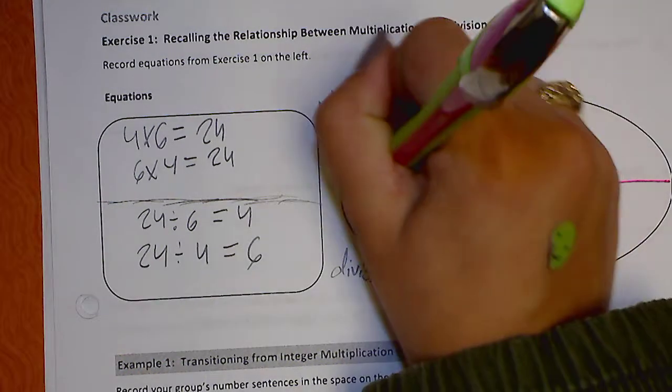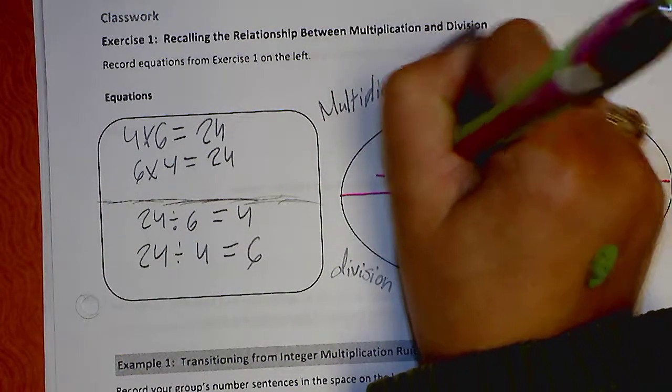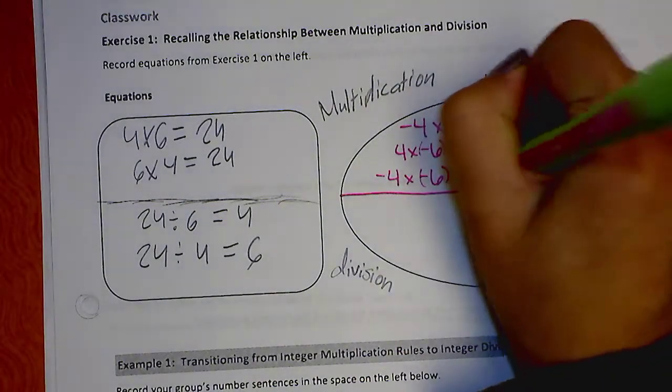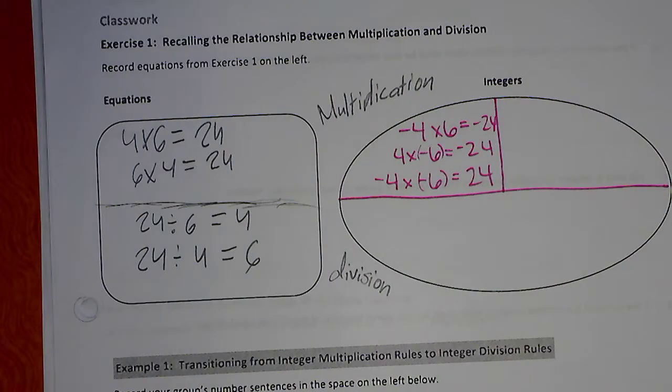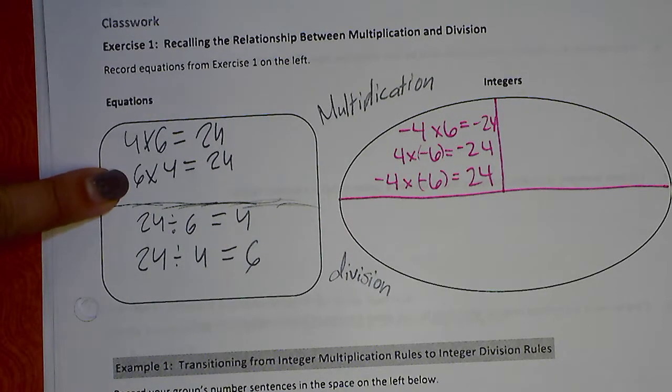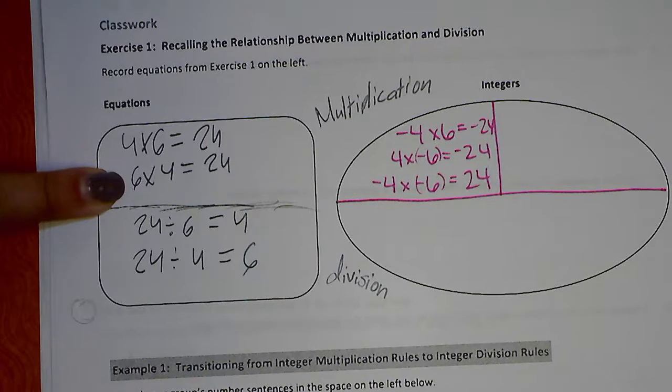Then if they were both negative, that would make 24 stay positive because a negative times a negative is a positive. Those three equations are just for this one right here. Now we're going to look at this one. 6 times 4 equals 24.